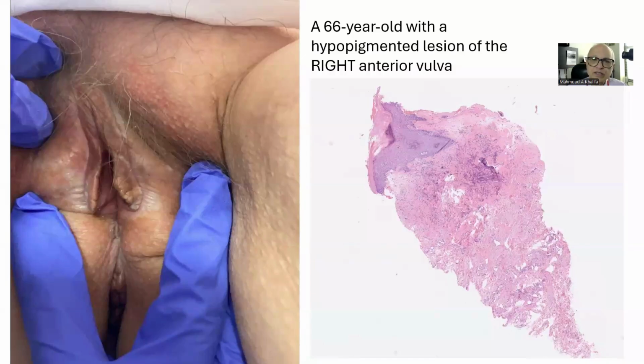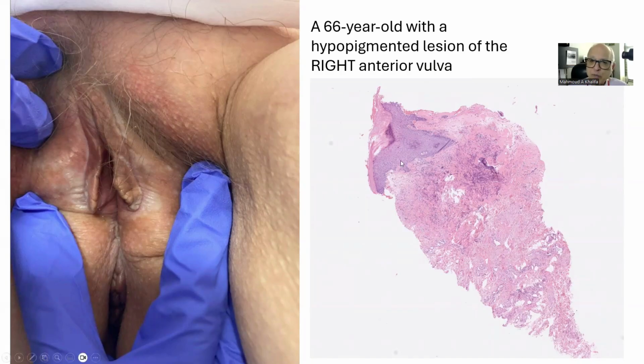Next case is a 66-year-old with hypopigmented lesion in the right anterior vulva. Patient's images are readily available to us in the electronic patient's chart. And you can see here on the right, there is an area of hypopigmentation. This is where the biopsy came from. I think on the left also there is an area of hypopigmentation. But more important than the hypopigmentation, I think you can appreciate that the skin is thin, it is tight, and it is shiny. These are classic features of lichen sclerosus.